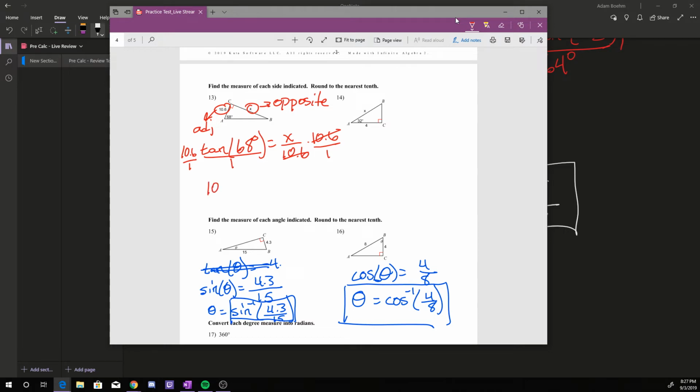And then you have 10.6 tangent of 68 degrees is equal to x. You cannot multiply this 10.6 by the 68. Those are two different things. So this 10.6 stays on the outside. And again, you can go further than that, but this is all I'm looking for.